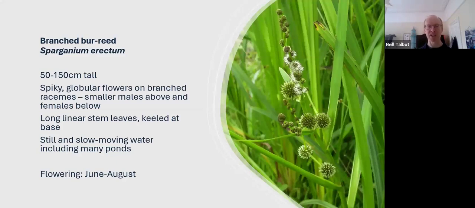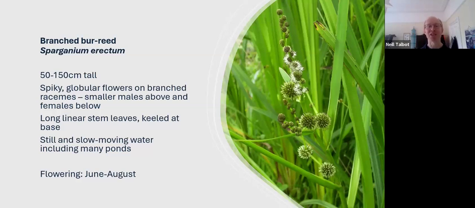So this is another monocotyledon. So the branched burr reed, Sparganium erectum. So it looks more like a sedge or grass, but it is a flowering plant. But it's got these very distinctive spiky and globular flowers that are on branched racemes.